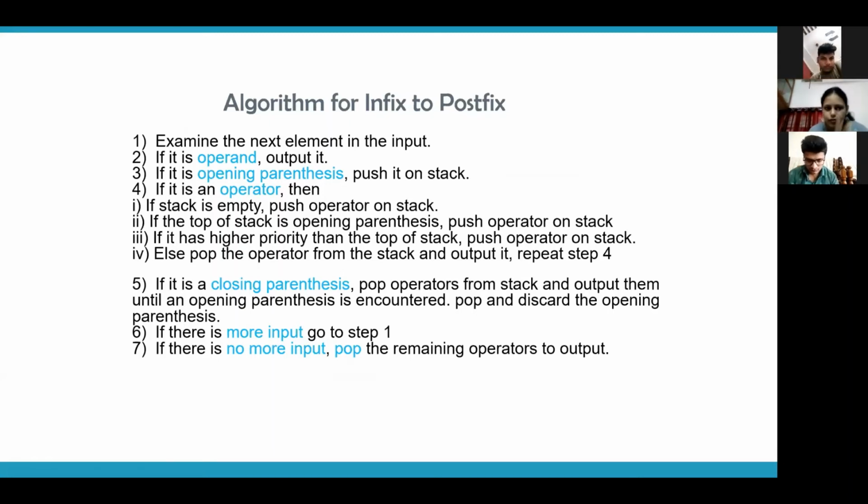First, you have to examine every element from left to right. If it is an operand, what will you do? You will put it in the output queue. If it is an opening parenthesis, no other option, you have to take that parenthesis inside the stack. If it is an operator, there is always a problem. So you have to do what? You have to compare, and check who is at the top of the stack.